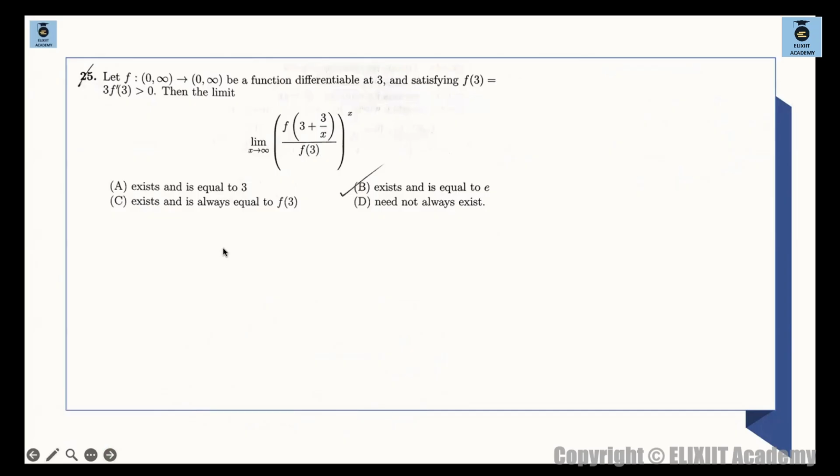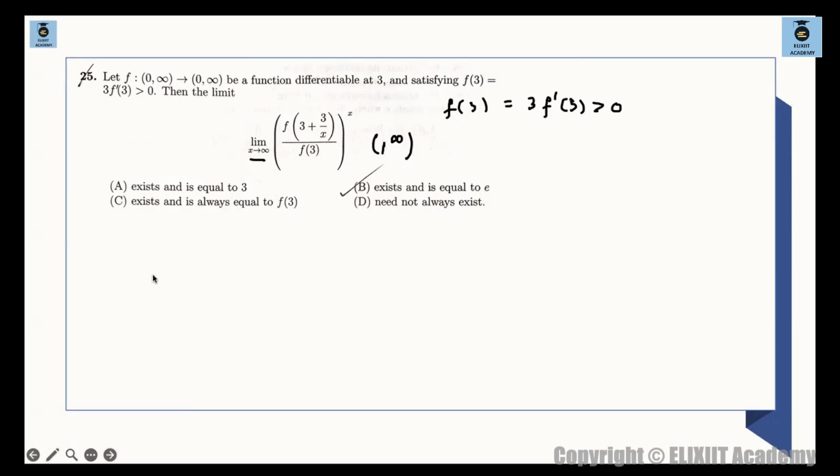Okay, next we have this question which says that f from 0 to infinity is a function differentiable at 3, satisfying f of 3 is equal to 3 times f dash of 3. This quantity is also positive. Then the limit as x tends to infinity, how much is this quantity? If you figure it out, as x tends to infinity this tends to 0, and we will have f3 divided by f3, which is 1. So this is of the form 1 raised to the power of infinity, right?